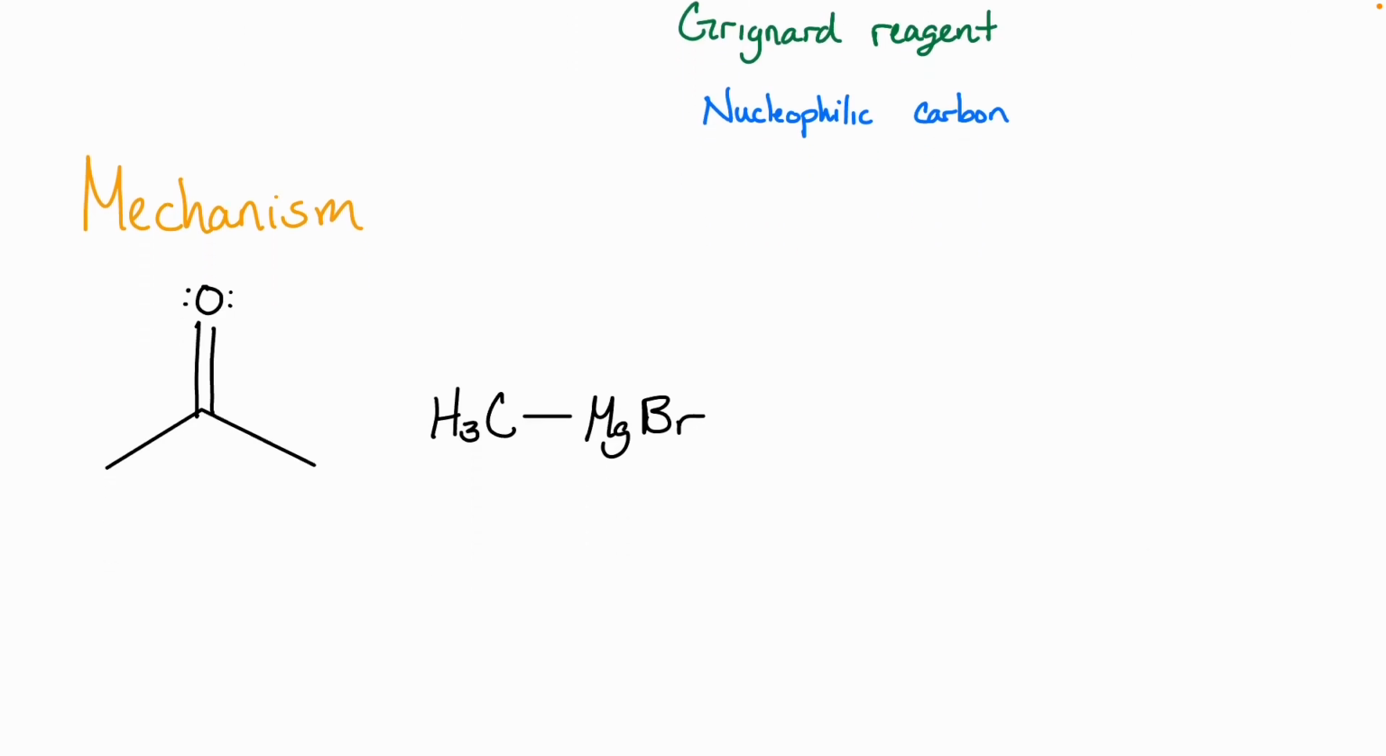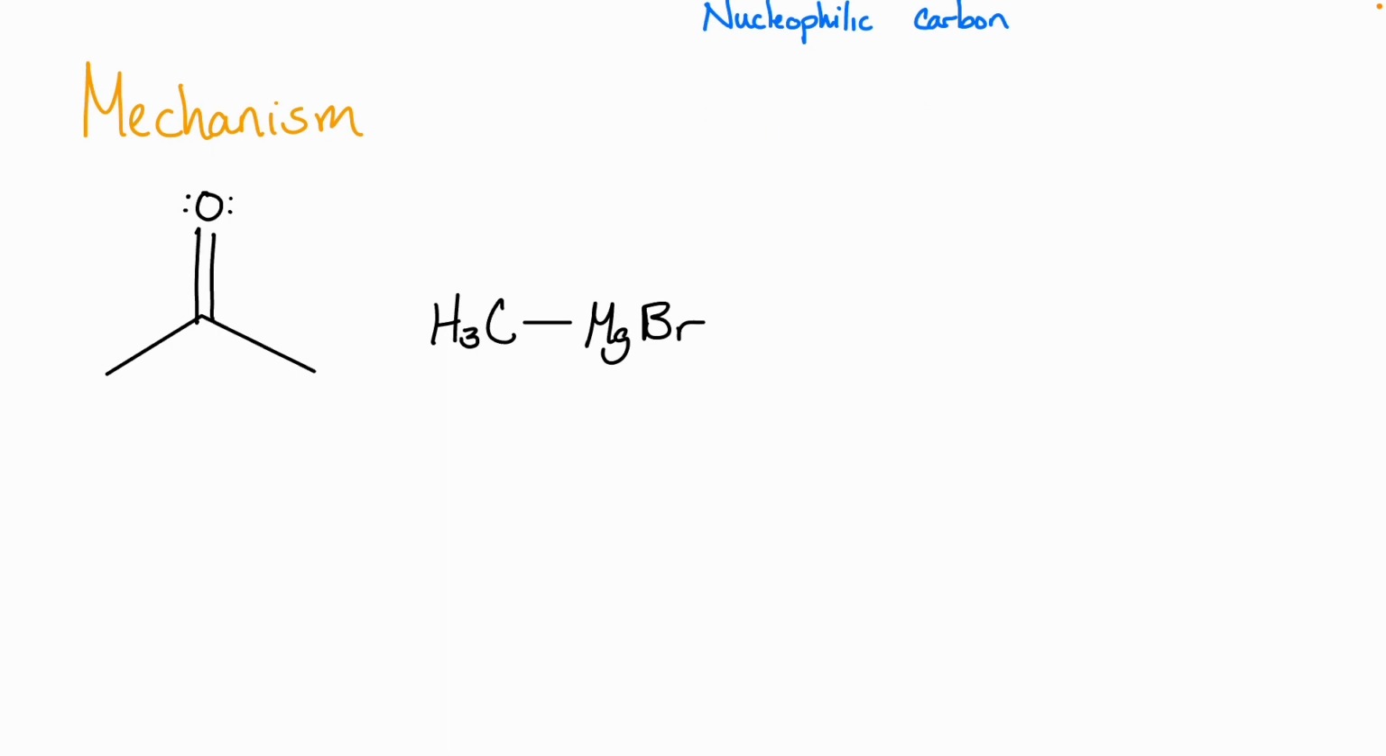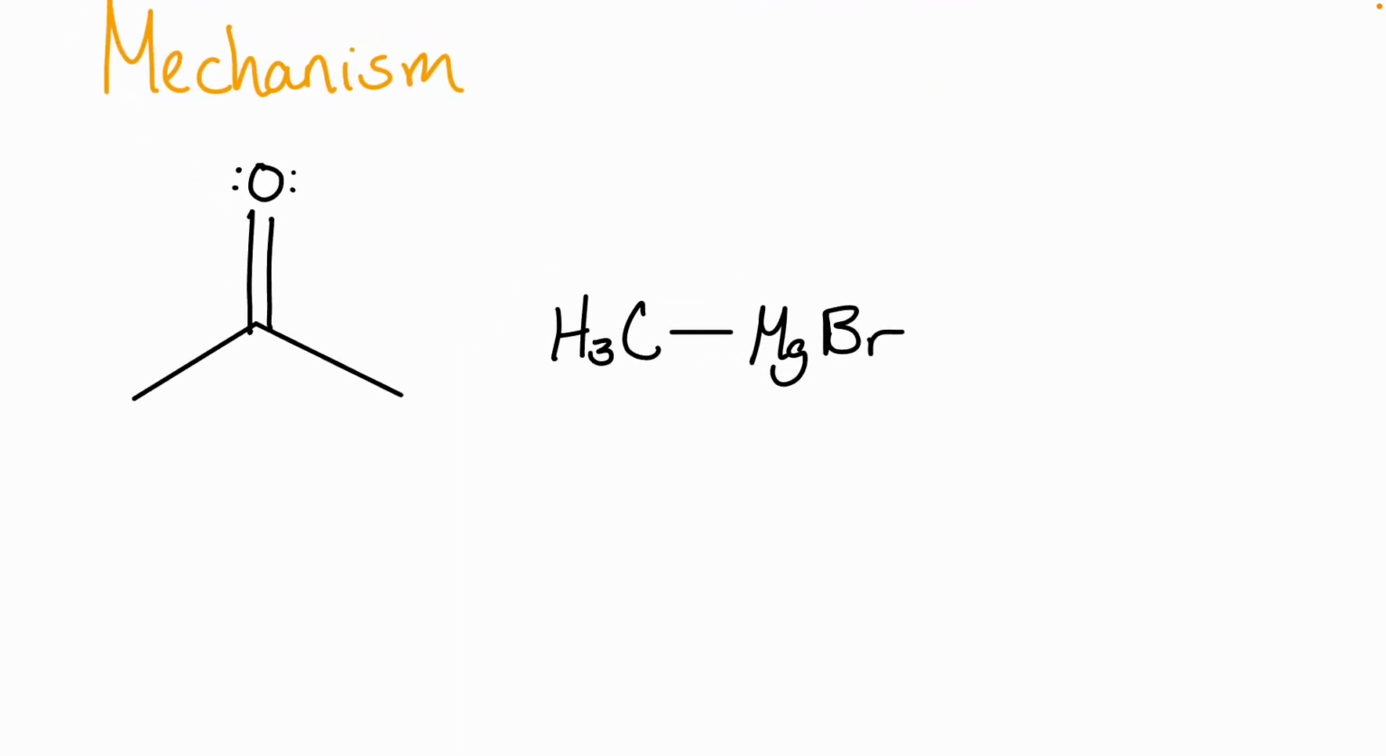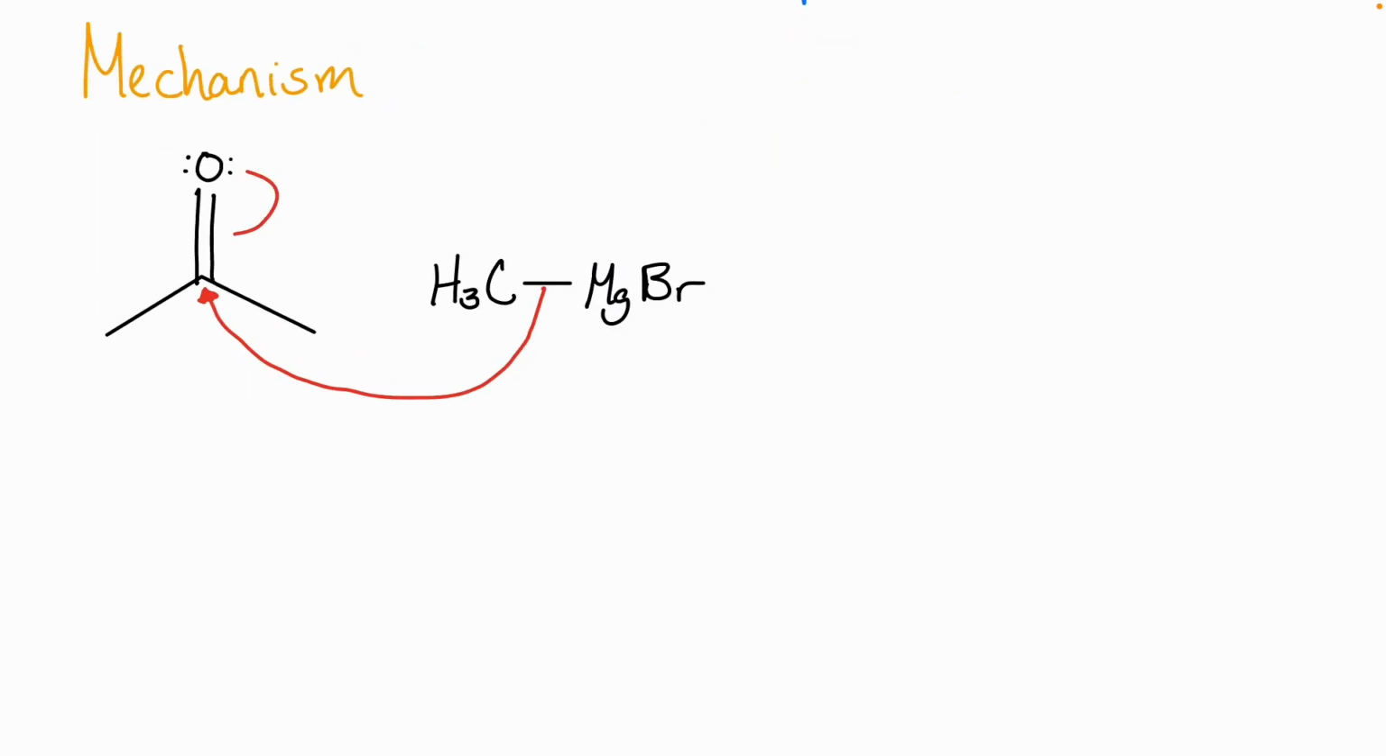And the mechanism is insanely similar to what we just saw before, but instead of being that hydrogen-hydride bond that's doing the attacking, it's our carbon-magnesium bond. This pair of electrons here is our nucleophilic electron pair. And in order to avoid carbon having too many bonds, what am I going to do? Kick this pair up here.